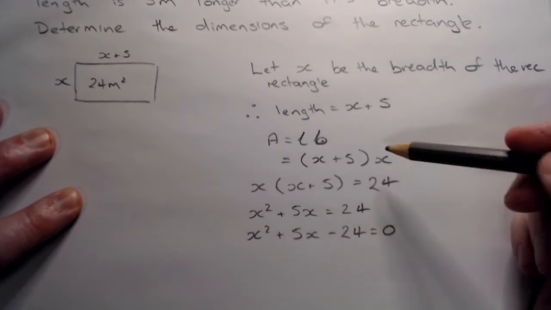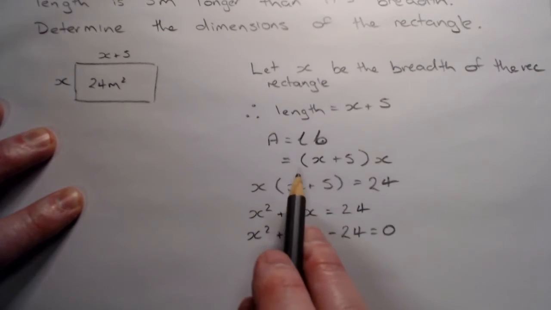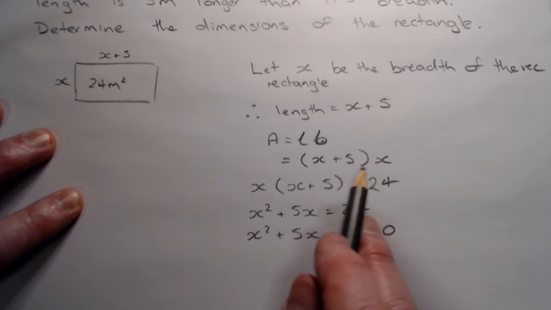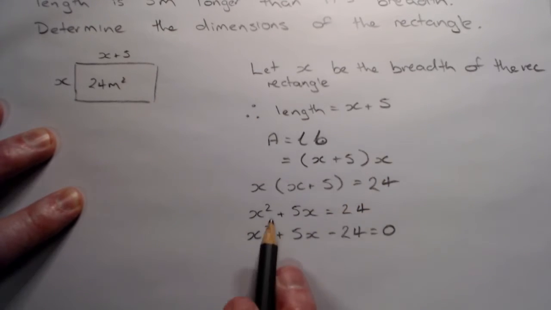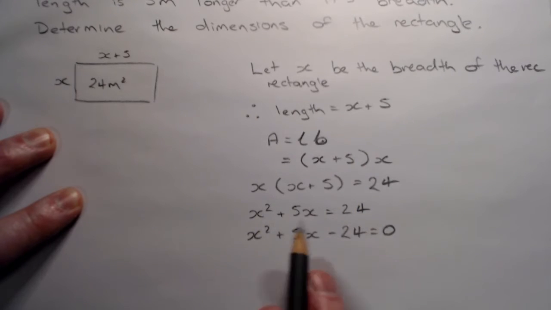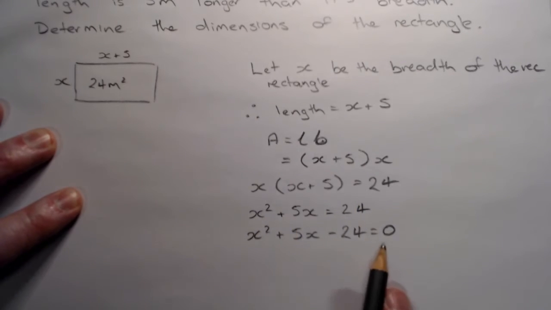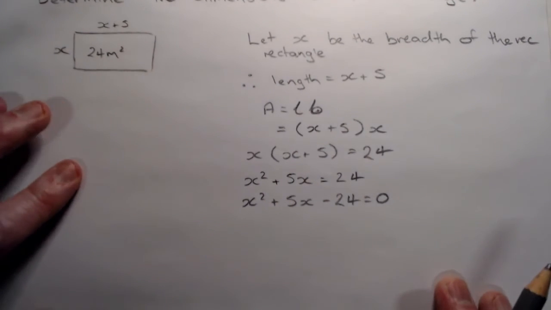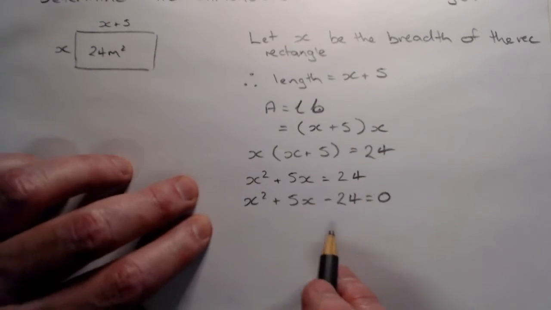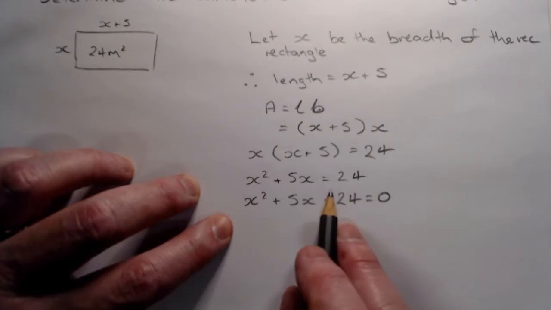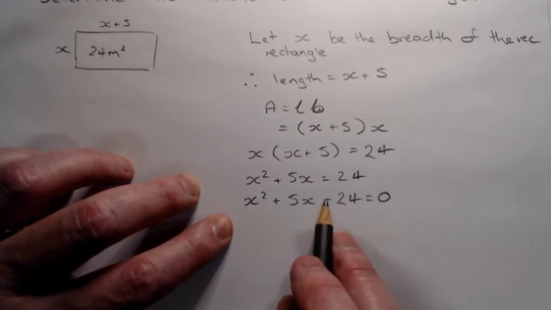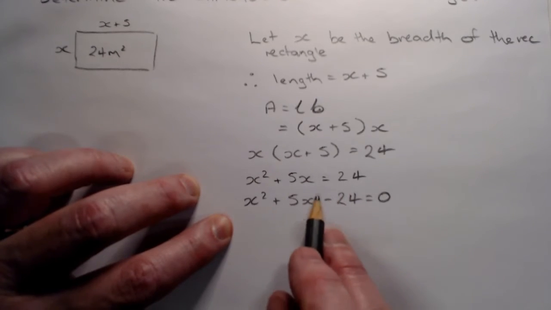And so all we've done is a little bit of manipulation. We've got the area of our rectangle, we've said that that's equal to 24, we've expanded our equation, and now we've written that quadratic equation in the standard form. So x squared plus 5x minus 24 equals 0. Now to solve this, you'll remember that what we're looking for is a number that multiplies to give 24, or negative 24, but adds to give 5.